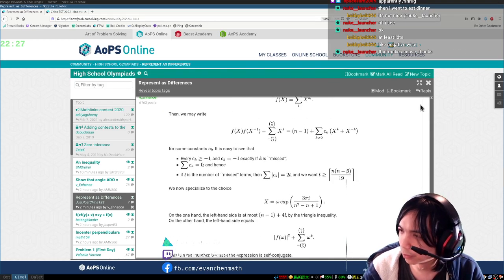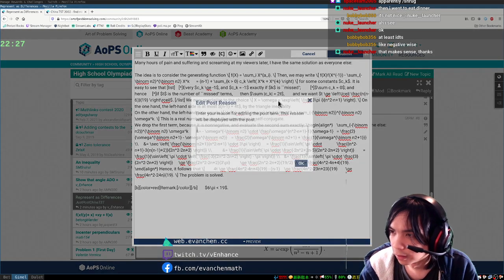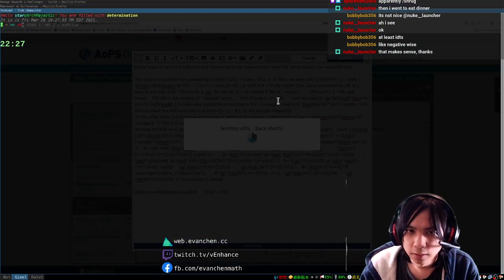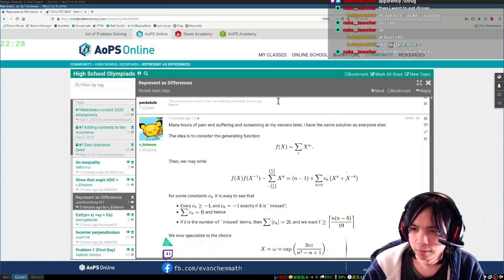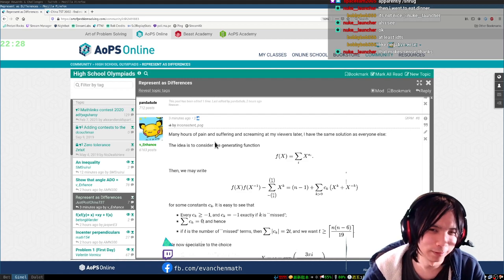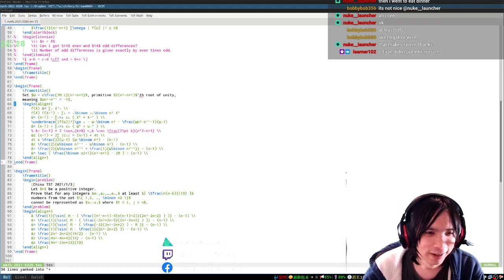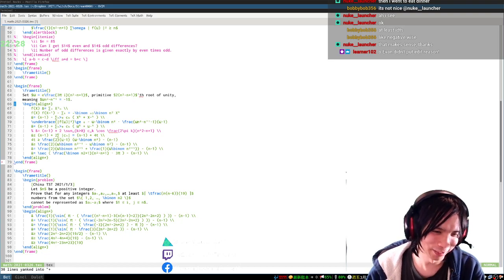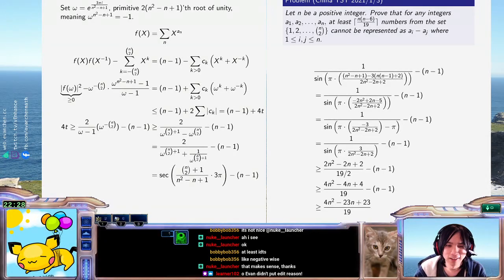Oh frick, there's a typo. We now specialize to the choice x equals c. Alright, so after this I have to do a 3-variable inequality, right? Oh, who puts edit reasons? Do people put edit reasons? This seems like so much work.